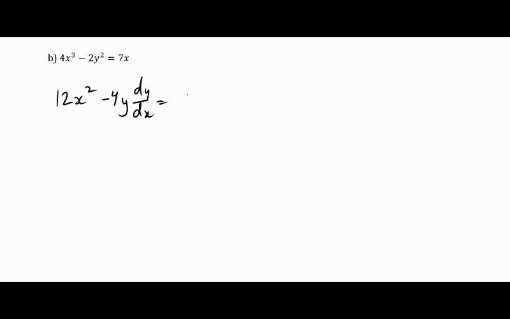And instead of equals 7x, what's the derivative of 7x? It's 7. And now I have to do a little bit of algebra, which hopefully is the easy part. You don't want to make a mistake here. Do all the hard stuff right, and then screw up this part. 7 minus 12x squared, and divide both sides by -4y. And I've solved for dy by dx.